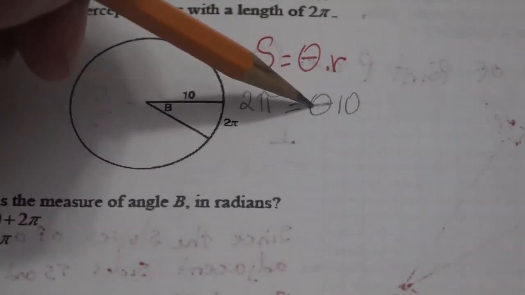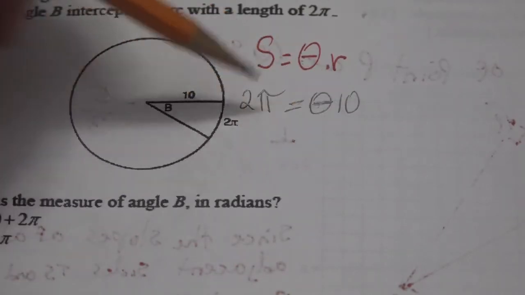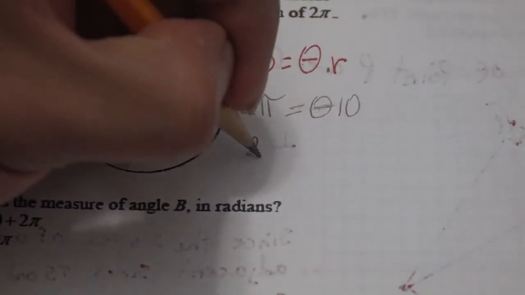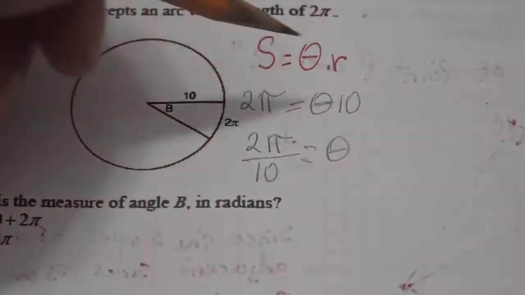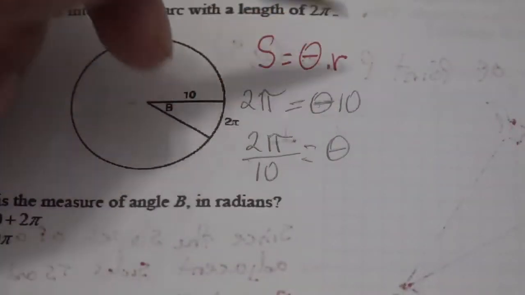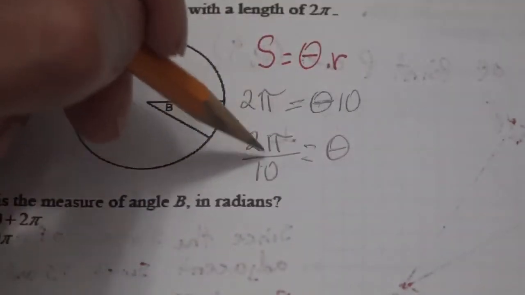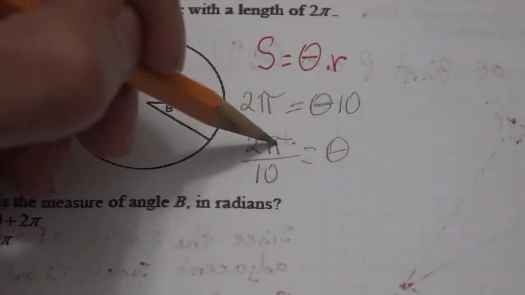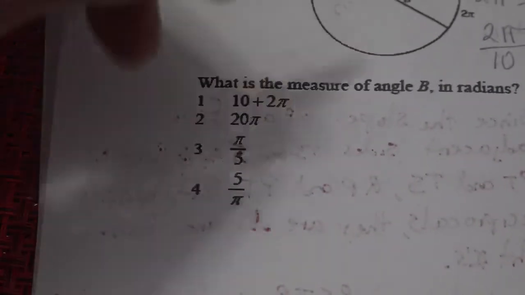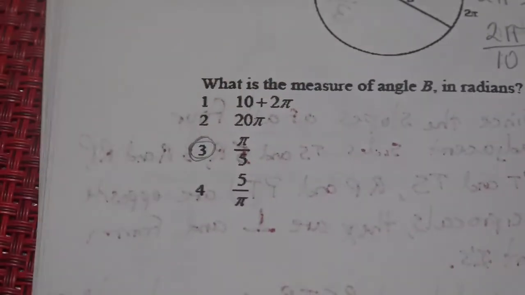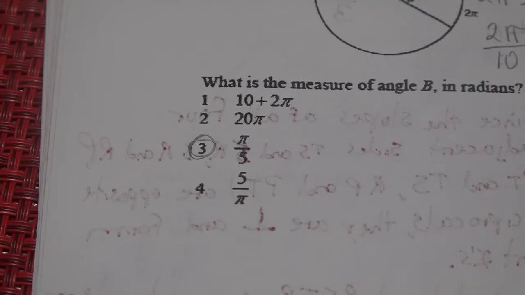Anyways, so if I want to solve for theta, all I have to do is divide by 10, right? So 2 pi over 10 equals theta. You understand why I have to divide by 10? I have to get rid of it. So now when I simplify this, I get pi over 5, correct? So your answer is pi over 5. There you go. Alright then, let's move on to the next question.